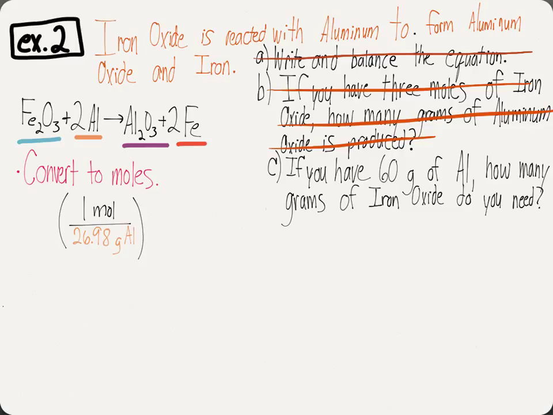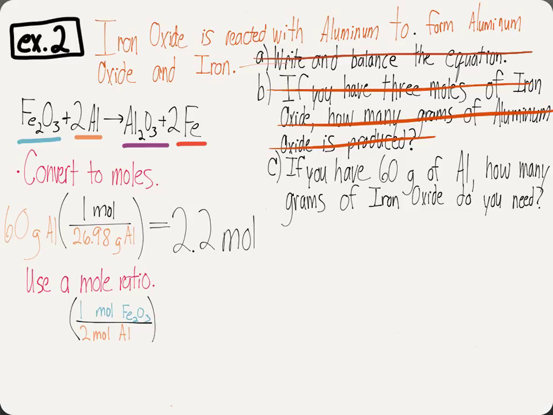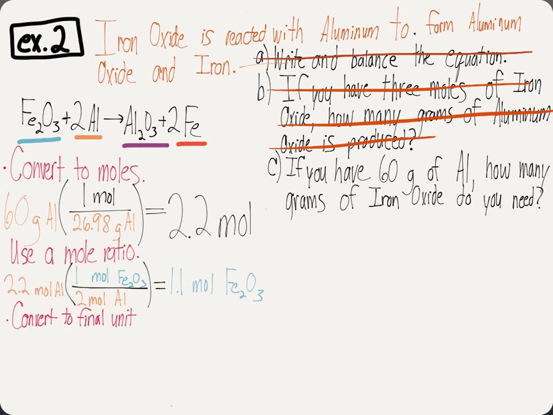Here we have a molar mass of 26.98 grams of aluminum. Multiply across the top and divide by the bottom, and we get 2.2 moles of aluminum. Step 4 is to use a mole ratio to convert from moles of aluminum to moles of iron oxide. Shown here, we have a ratio of 2 moles of aluminum to 1 mole of iron oxide. If we multiply 2.2 moles of aluminum across the top and divide by the bottom, we get a total of 1.1 moles of iron oxide. That completes step 4. So now we move on to our final step, converting to the final unit of measurement, which is going to be grams of iron oxide.